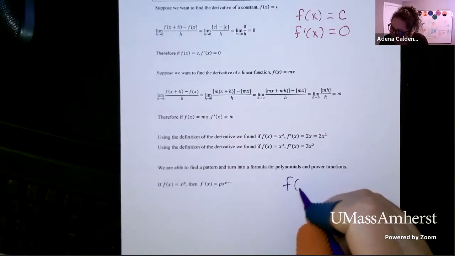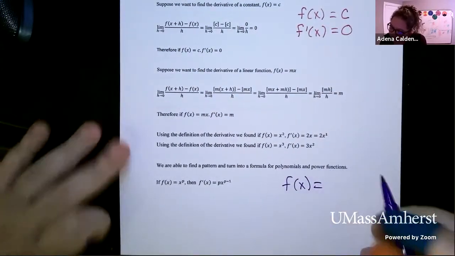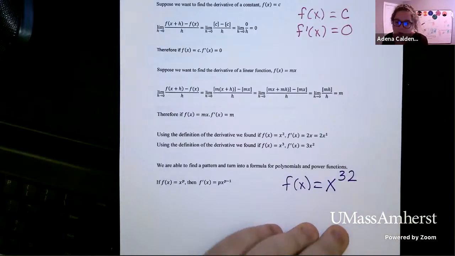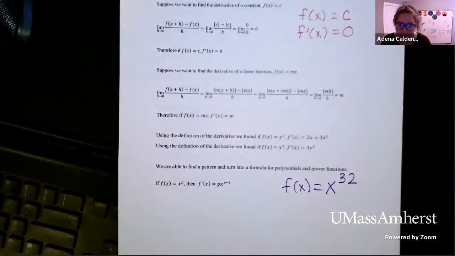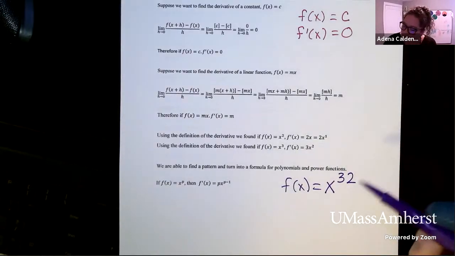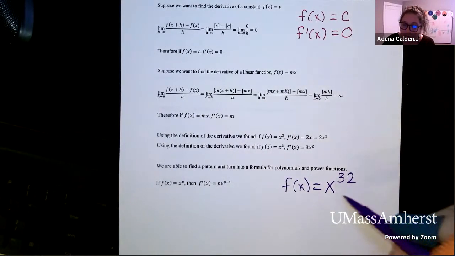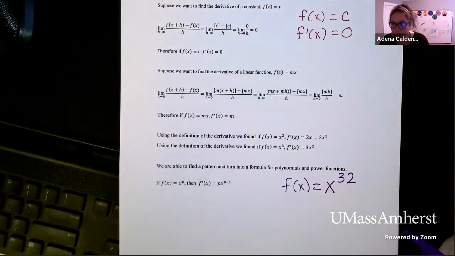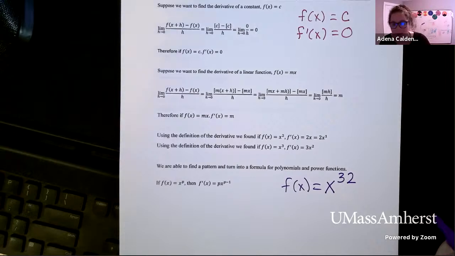So f of x equals x to the p. That means you have an x and then you have some power up here. So let's say 32, right? It can be any number because this is true for polynomials and power functions. Polynomials are when you have integer powers, and power functions are when you have x to the 1/4 or x to the negative 2/3, right?